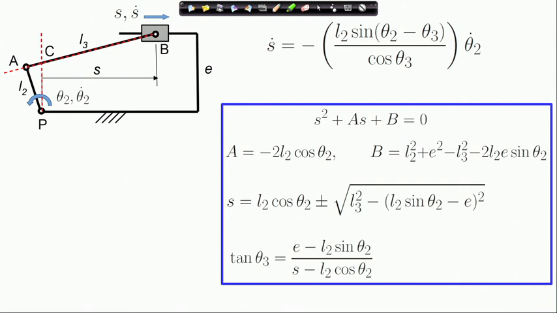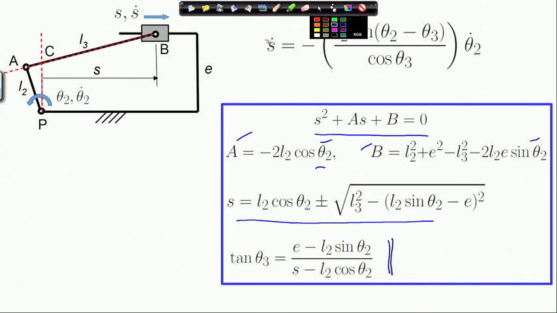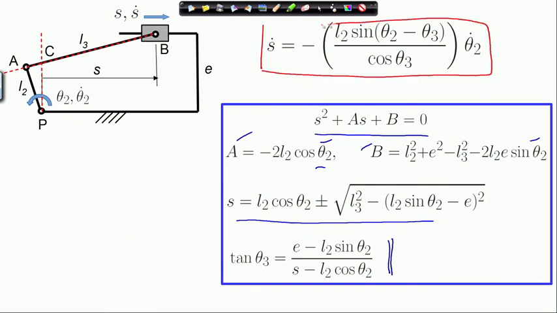Now, remember our displacement analysis. So, given theta 2, let us say, if I am given theta 2, then through this displacement analysis we had found S. Here A, B, C are completely known because theta 2 is given. So, A, B are known, hence we could solve for S, and we could also solve for theta 3. So, therefore, in this relation of velocities I know everything.